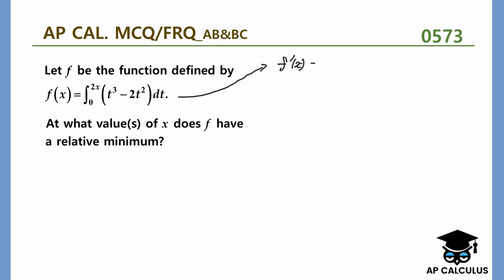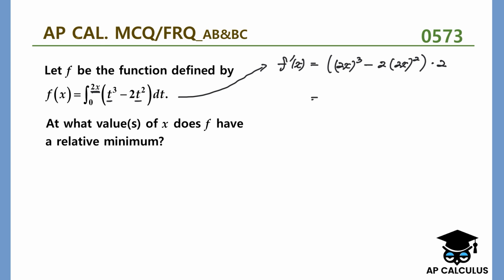F prime of x is equal to, the function f is a definite integral, right? So for the derivative of this, what we have to do is substitute 2x for t, then multiply by the derivative of 2x, right? That's the Fundamental Theorem of Calculus, right? So let's substitute 2x for t. That's going to be 2x cubed minus 2 times 2x squared times the derivative of 2x, 2, right?